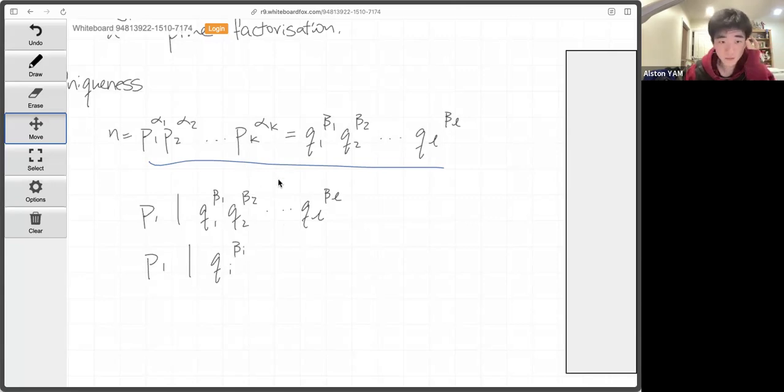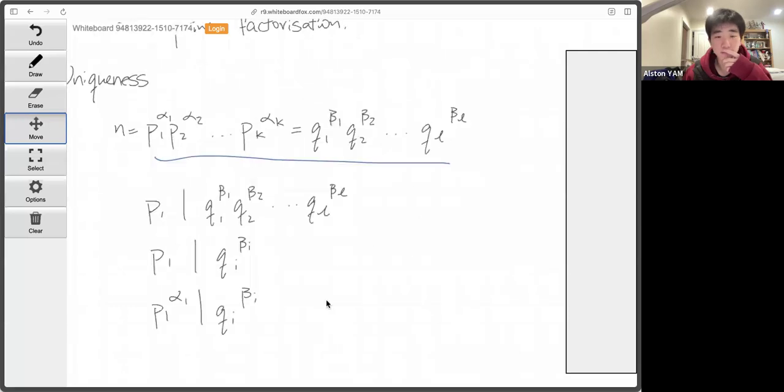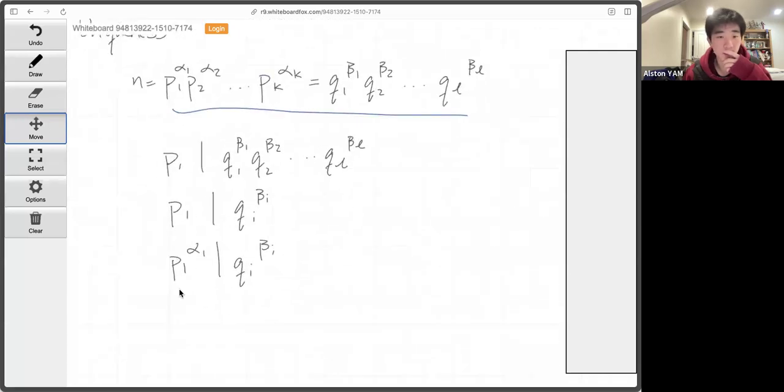So let's just say p1 divides into qi to the beta i. Well, how many p1s are there? There are alpha 1 of them, because we have p1 to the power of alpha 1. So p1 to the power of alpha 1 must also divide this qi to the beta i. So now we are actually done, right? Because we have just shown that if we look at every prime on the left, p1, p2, all the way to pk, we can do that for every prime on the left, and it must divide into some distinct prime on the right.